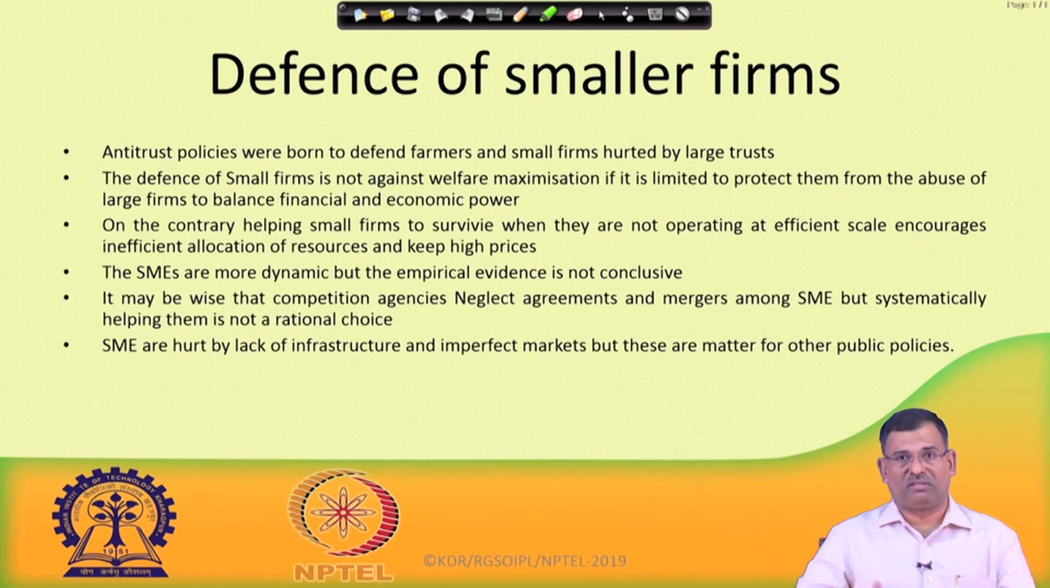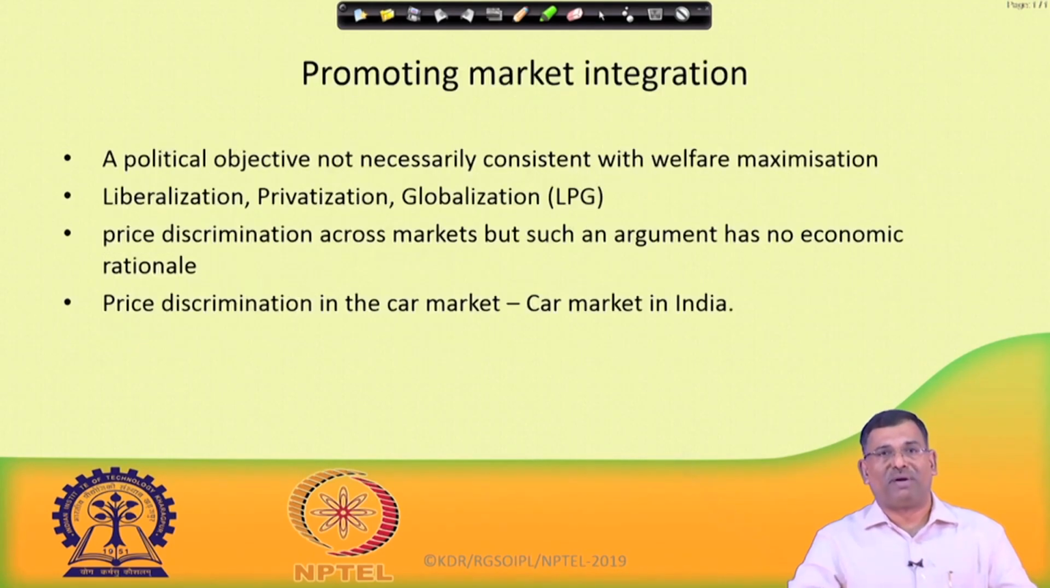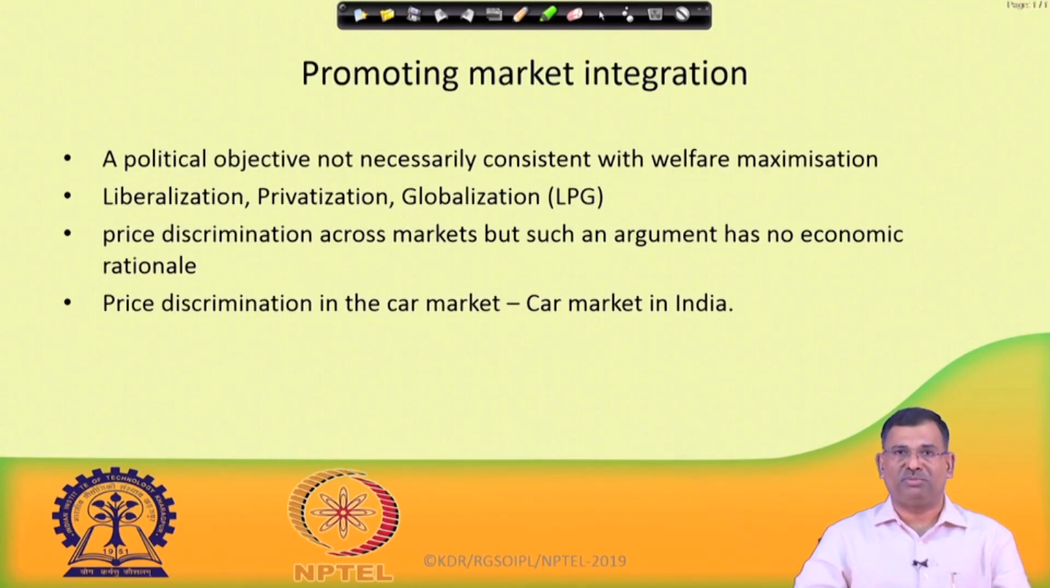That is why I said the big business houses have sufficient allocation of resources and infrastructure, but the small scale industries have a lack of sufficient infrastructure, and also they have a lot of limitations on marketing their products, and so their involvement in the market will be very limited. So, the process of competition will increase their presence in the market. And as I told you, competition law always looks into promoting market integration. So, the political objective is not necessarily consistent with welfare maximization.